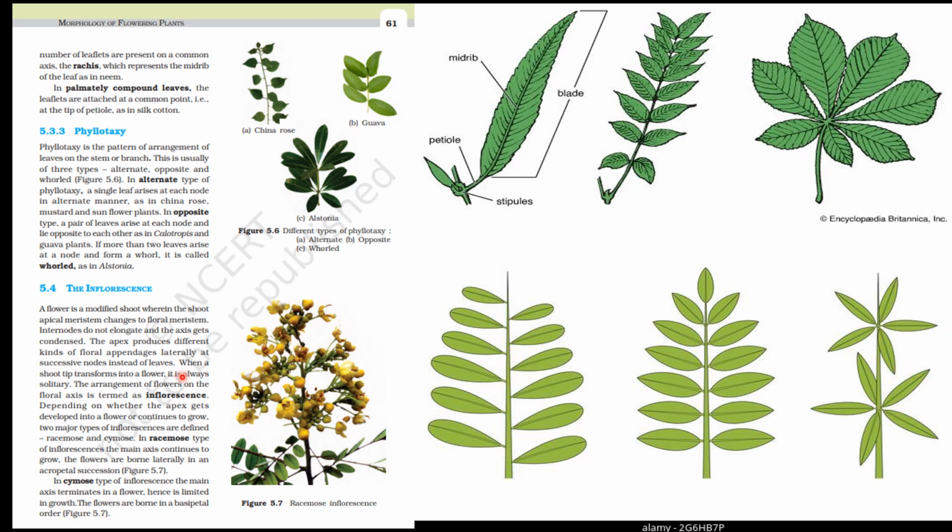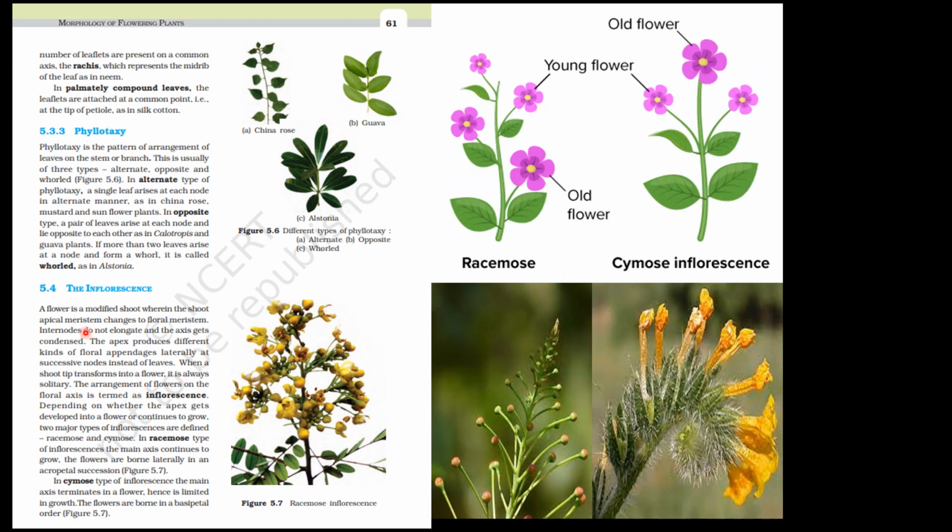Now we are going to inflorescence. So, what is inflorescence? Inflorescence is simply the arrangement of flowers on the floral axis. It can be racemose or cymose. In the racemose type of inflorescence, the flowers are arranged in acropetal succession. Acropetal succession means the older flowers are seen at the base and the younger flowers at the top, and the main floral axis continues to grow.